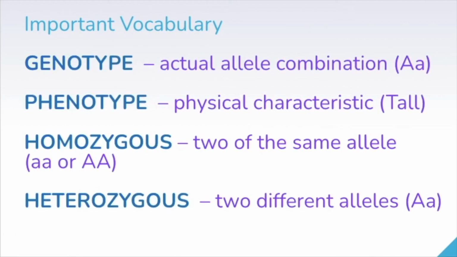A genotype is the actual combination of alleles that somebody has. A phenotype is the physical characteristics that come from that genotype. So for example, your physical characteristic could be tall. That's your phenotype. Homozygous is when we have an allele pair that has two of the same allele, for example, a little a, little a, or a big A, big A. Heterozygous is when we have two different alleles together in one genotypic pair, for example, big A, little a.